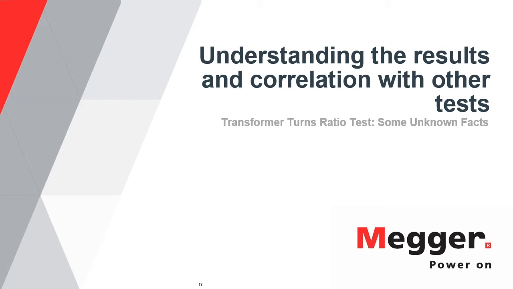So now that we are familiar with those very basic terms, the basic terminology that we use for TTR testing, let's get into understanding a little bit of the results and how we can correlate those numbers to other tests, other measurements that I can perform on my transformer, to at the end give a full assessment of the condition of both the windings and the core of my unit.